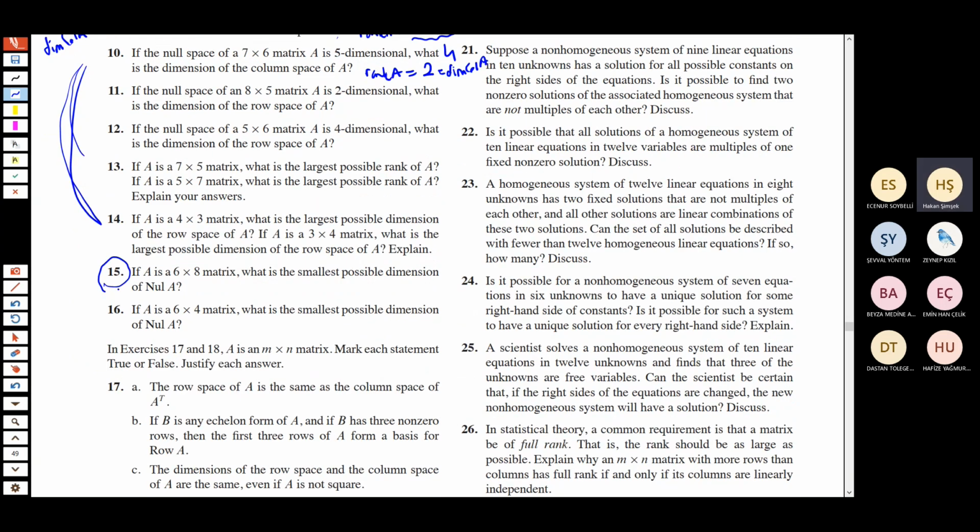When we look at question 15: if A is a 6 by 8 matrix, what is the smallest possible dimension of the null space? The minimum dimension of the null space. What can we say? The matrix is 6 by 8. What is the smallest possible dimension of the null space?